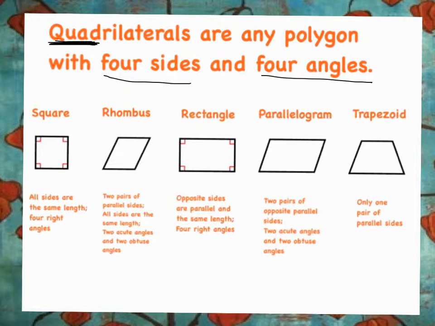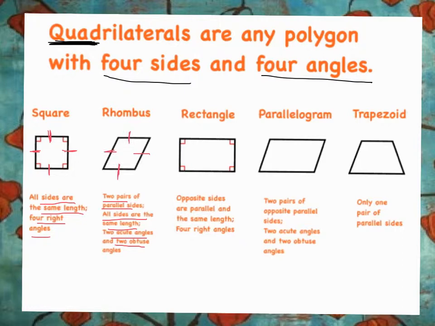A square has all sides the same length and has 4 right angles. So it notated the 4 right angles, but let me notate the same length for all 4 sides. Remember, one little tick mark means that all 4 sides are congruent for a square. A rhombus has 2 pairs of parallel sides, and all sides are the same length. And it also has 2 acute angles and 2 obtuse angles. So we can't notate the acute or obtuse angles, but we can notate that all sides are equal.